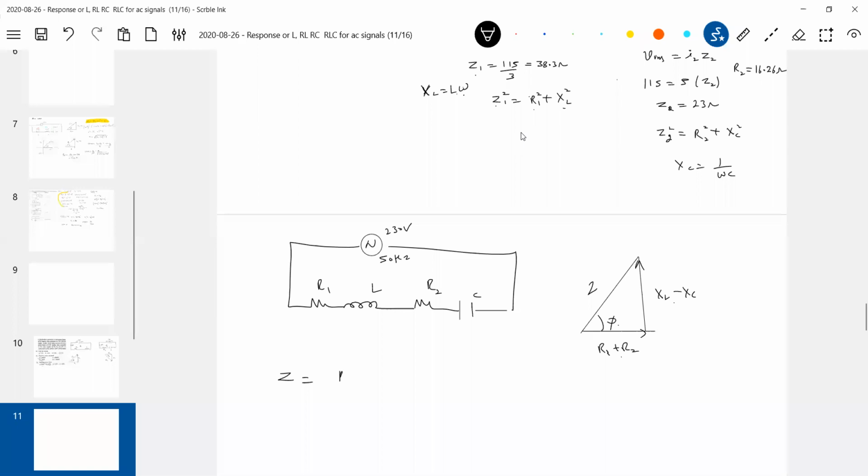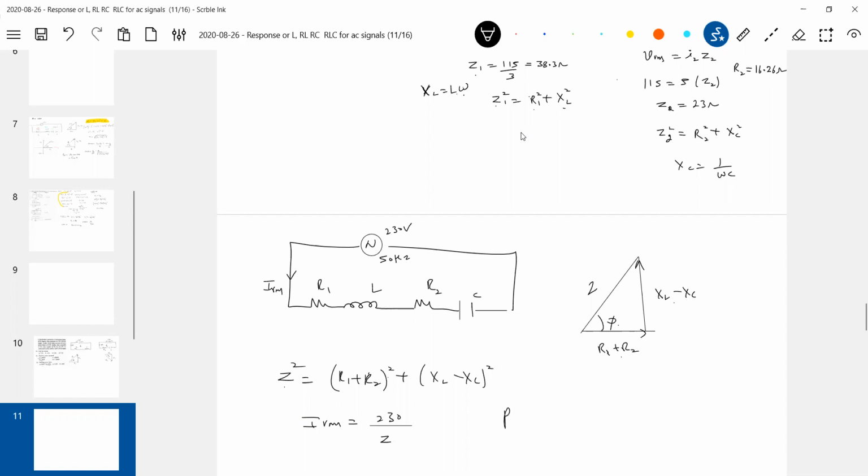So how should you write impedance? R1 plus R2 whole square plus XL minus XC whole square, under root. Which one is greater, XL or XC? From the calculations it will come. I'll get the impedance. After getting the impedance, or if you want the phase angle, then you can calculate the current. So what is the current? IRMS. IRMS equal to 230 volt by Z.